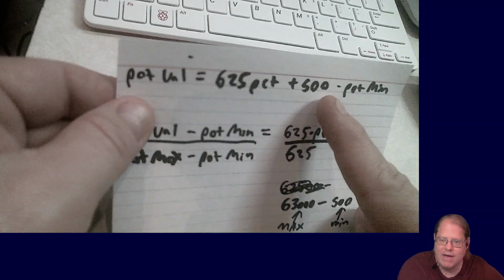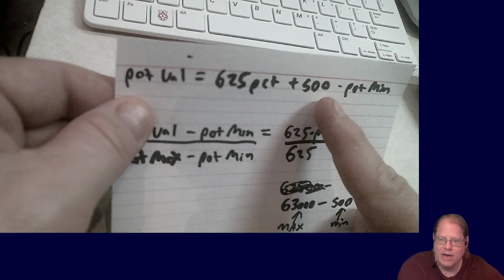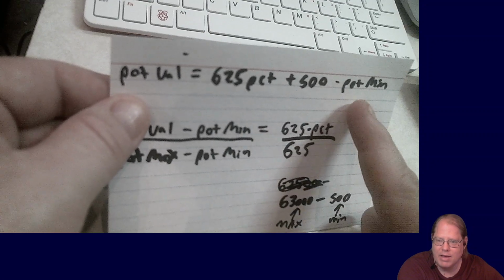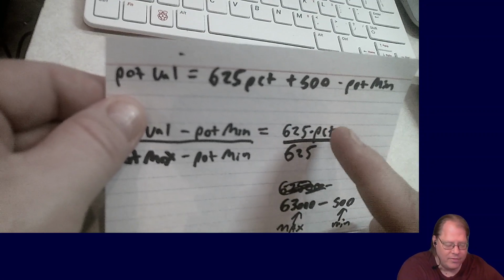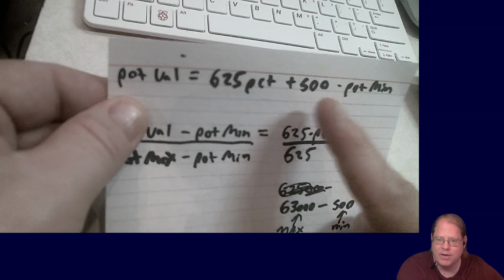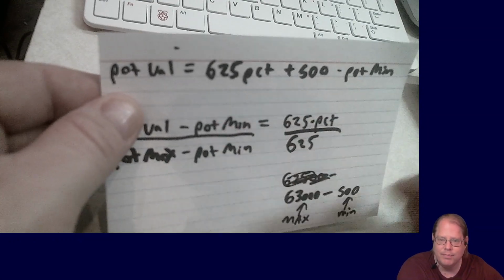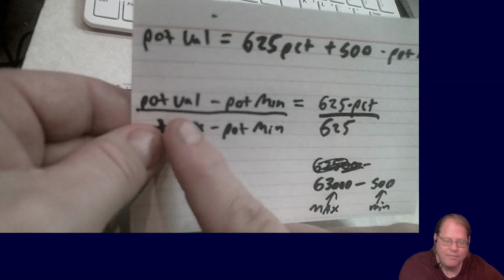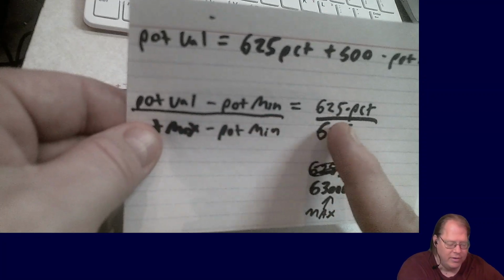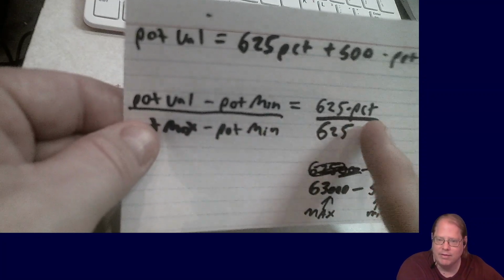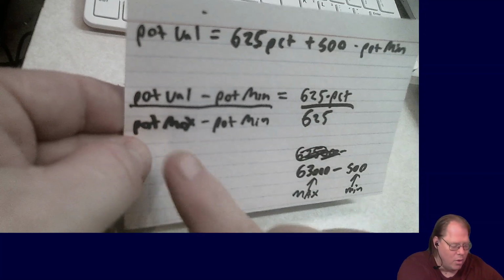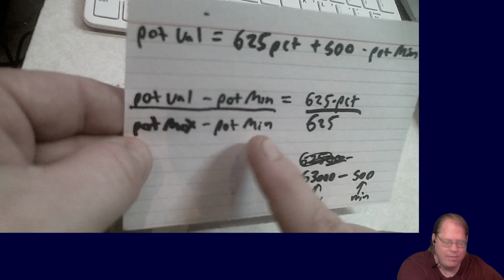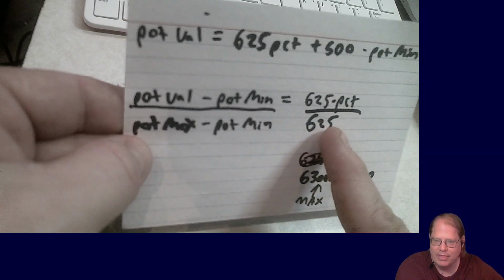So this number 500, I don't want to use the actual value 500. I want to use pot min because that's where that 500 comes from, and it could change between programs. So the first thing I'm going to do is subtract this 500, or pot min, from both sides. So I've got pot val minus pot min equals 625 times percent. And then I'm going to divide 625 from both sides, which is pot max minus pot min divided by 100. That's how we got that 625.